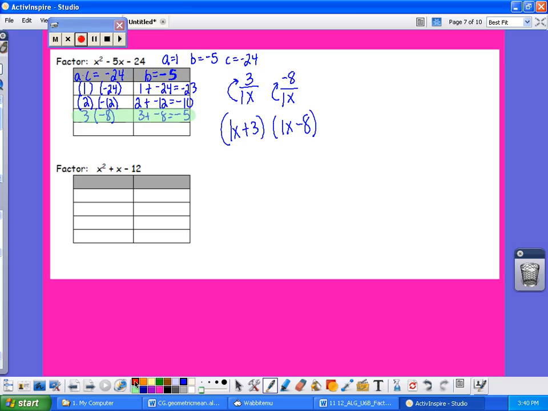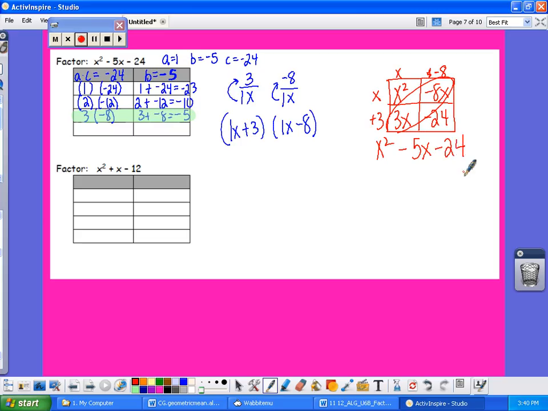Can I check this? Of course, this is the opposite of the box method, so if I use the box method, I could check. x plus 3 and x minus 8. x times x is x squared. x times -8 is -8x, positive 3x, and a -24. So I'll have x squared, these two together, -5x minus 24.